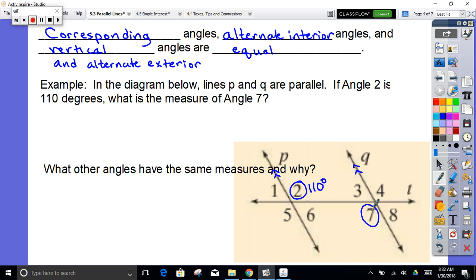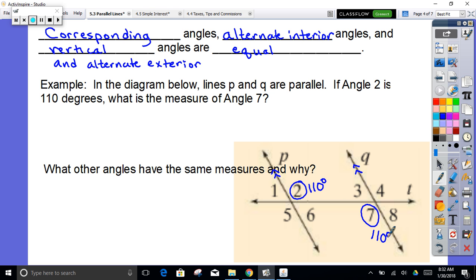Adria? 110 degrees. It has to be 110 degrees. Now, there are a variety of angles up here that are also 110 degrees. You can tell me another angle that would be 110 degrees. Zoe? 3 and 6. 3 and 6? No, not quite.